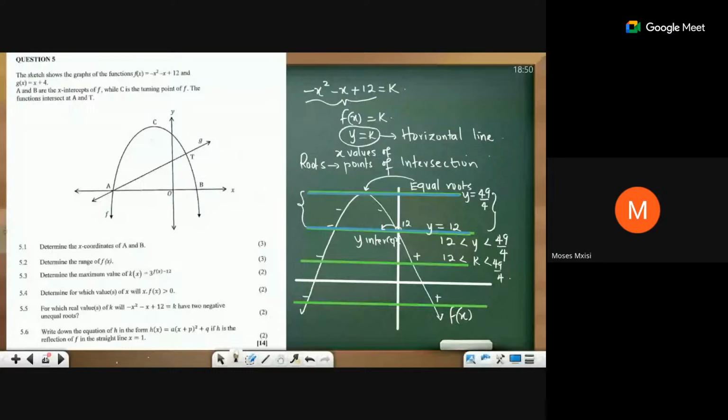I thought that you already found the answer when it comes to the equal roots there at the turning point. No, those are equal roots. The examiner says unequal. Oh, so the other one needs to be negative and positive. No. Read the question. Two negative unequal roots.